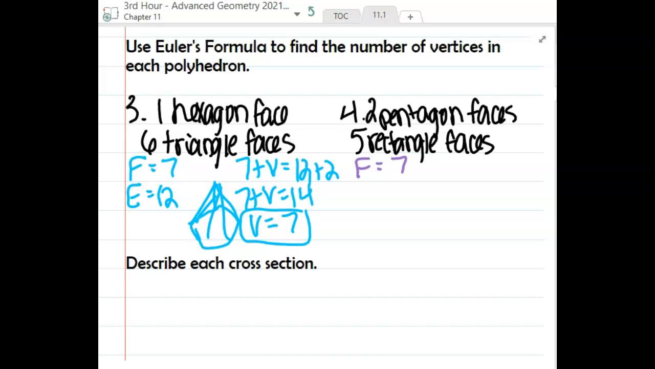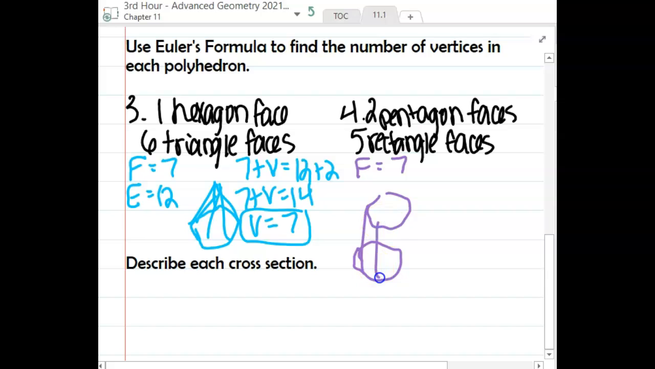The other one had 1 hexagon face, and then the 6 were going to be the sides. So you're going to see a pattern here: we've got 2 pentagon faces. How many sides does a pentagon have? 5. And then I've got the 5 rectangle faces. Those rectangles are going to be the sides. And this time, instead of coming up to a pyramid, this is going to have a pentagon on the top and on the bottom. It doesn't have to be a perfect picture, but you get the idea.